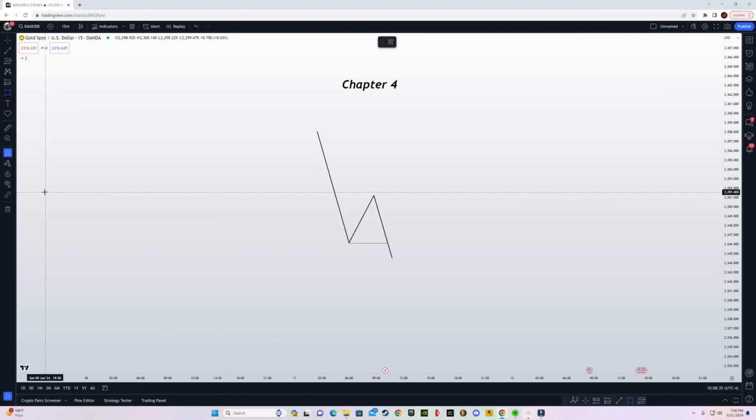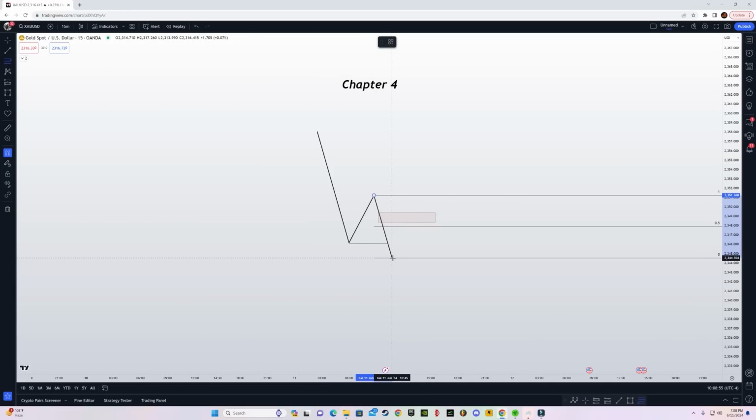Now I'm identifying an IRL or a fair value gap inside the dealing range. The dealing range is from this high to this low over here. I'm not looking at fair value gaps here, and I'm not looking at IRL here. I'm looking at the fair value gap or IRL inside this dealing range from this high to this low.